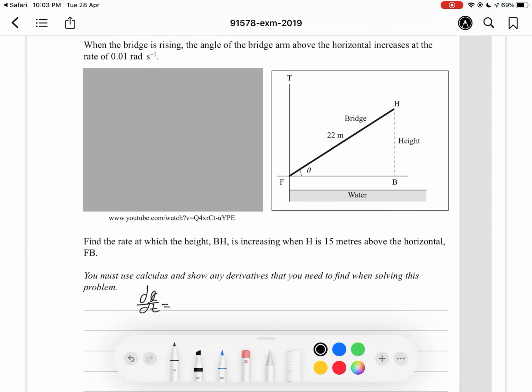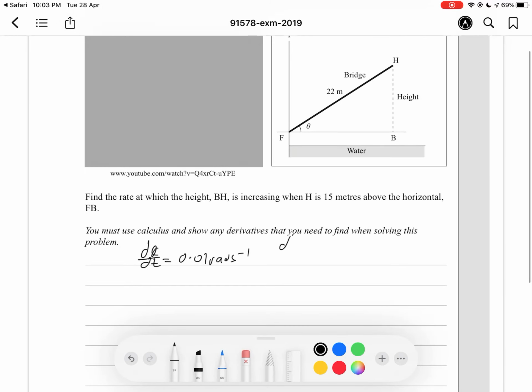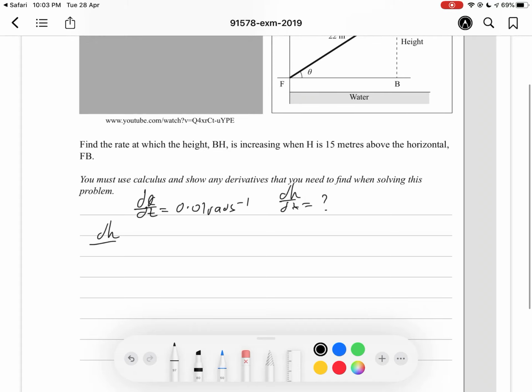Alright, so it gives you the change in angle that is 0.01 radians per second. And what you want to find is the rate at which height BH is changing. So dH over dt is what you want to find. So once again, dH over dt equals d theta over dt, which we have, multiplied by something. We want to get rid of the d theta, so we put d theta on the bottom so they cancel each other out, and we want dH in the numerator. So this is the hidden one that we want to find.